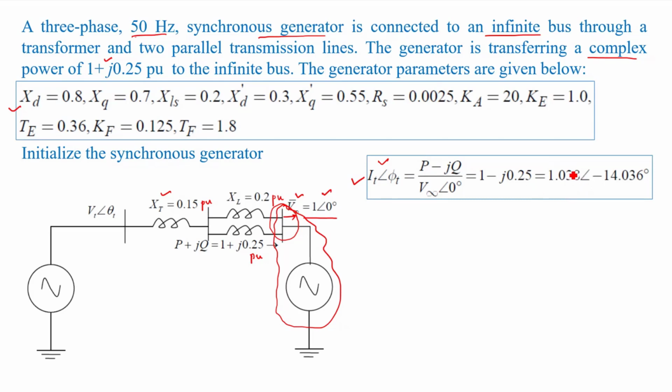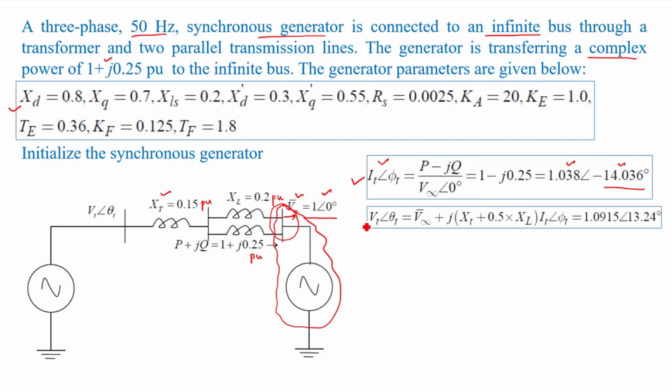If we convert this into the polar form, we get 1.038 angle minus 14.036 degree. So this angle is with reference to the reference bus. That means your current is making an angle of minus 14.036 degree to the reference, that is, the V infinite, right?